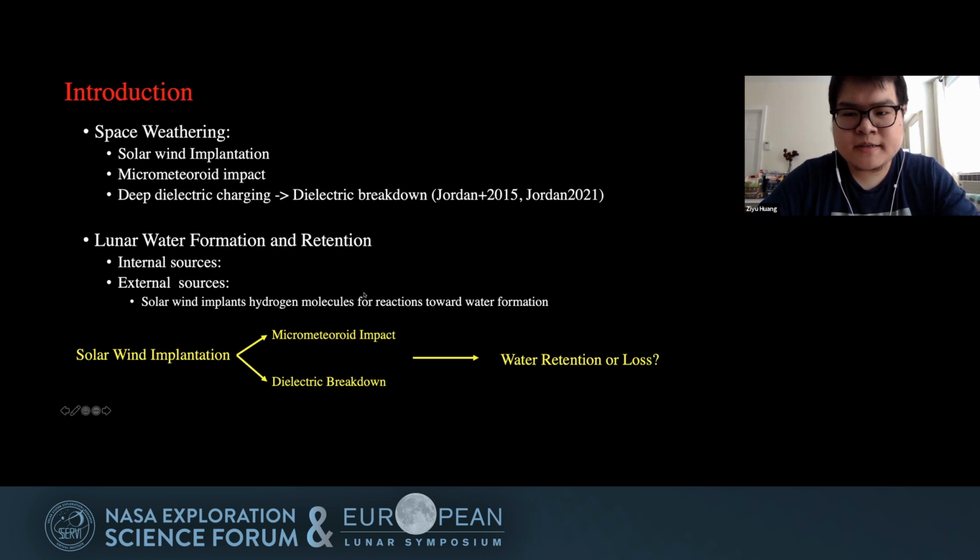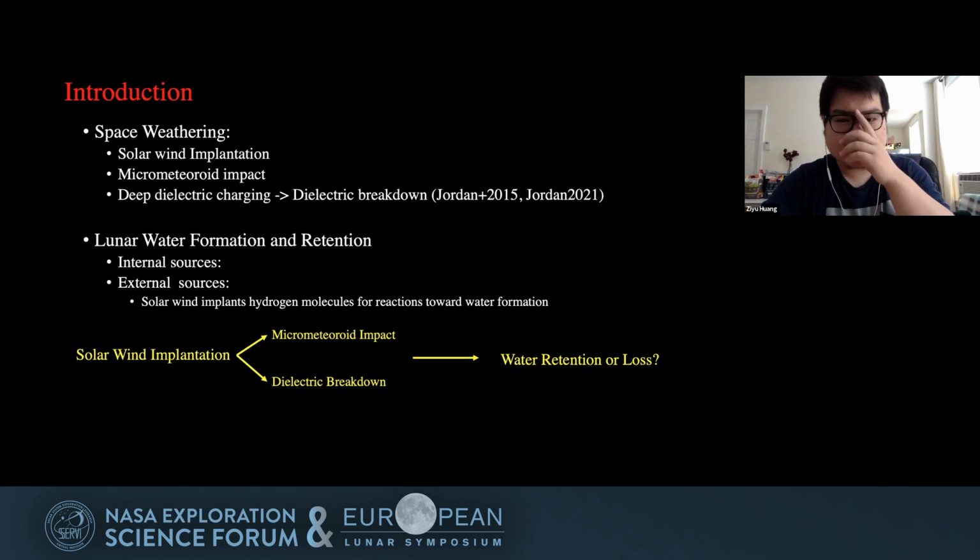There are many space weathering processes like solar implantation, micrometeoroid impact, or deep dielectric charging, which can lead to dielectric breakdown. We want to start from a problem that is strongly related to those processes, which is the lunar water cycle. There are multiple sources for lunar water, and in this talk, we focus on solar-related sources. Solar implantation provides hydrogen to the lunar surface, but since the temperature is not high enough for water formation, it requires additional energy. Micrometeoroid impact and dielectric breakdown could possibly provide enough energy, but they could also provide too much energy, which can make the surface lose water.